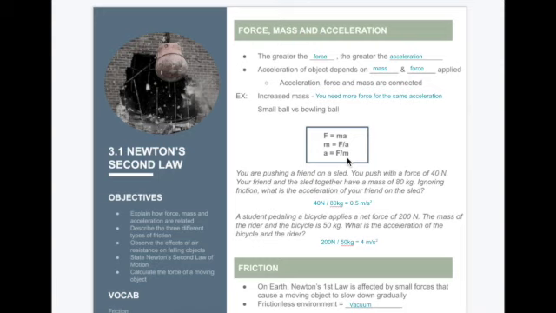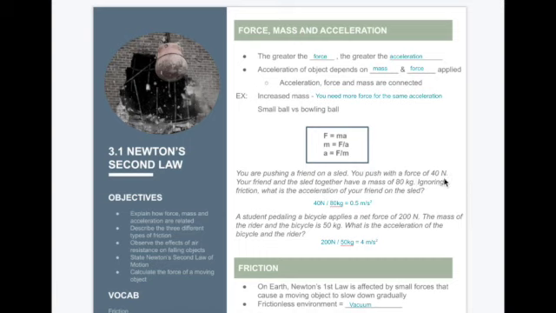Remember that force is measured in newtons, which is denoted with an N. Okay, mass is going to be measured in kilograms, and then acceleration is going to be measured in meters per second squared. Okay, so if we look at these practice problems, you're pushing a friend on a sled.